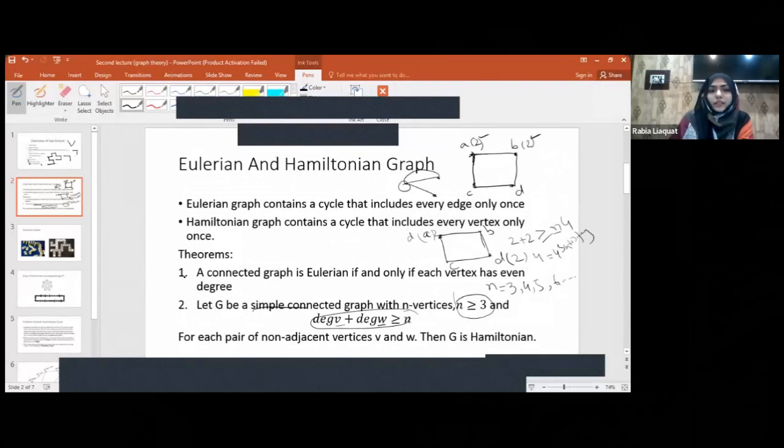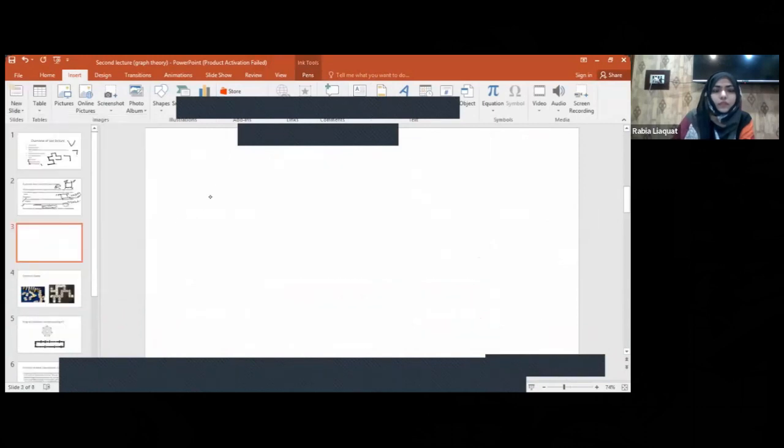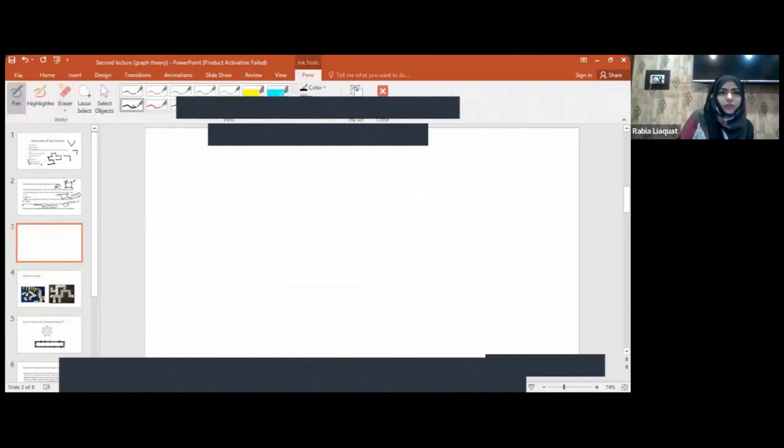Okay. This is the result for Euler graph. This is the result for Hamiltonian graph. So next, let me show some examples of Hamiltonian graph and Euler graph. For example, I have a graph. Let me draw a graph.